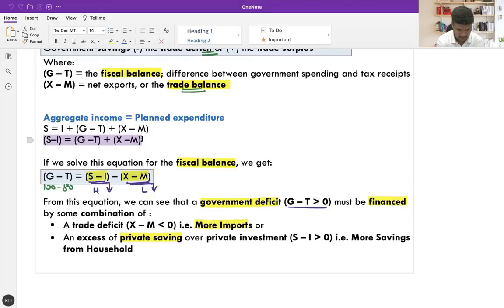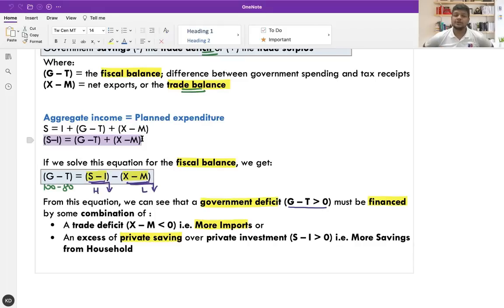Getting my point? So just remember one thing, that this equation has to be balanced. If there is a government deficit, the fiscal deficit, then that can be balanced by a trade deficit, which is higher imports, or where the private savings are more than investments. Means people are saving more in banks than they are using for investments. Only then the government will get additional funds to manage its fiscal balance. Clear?